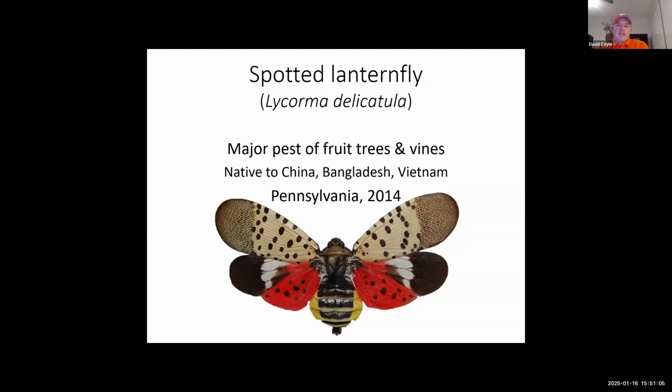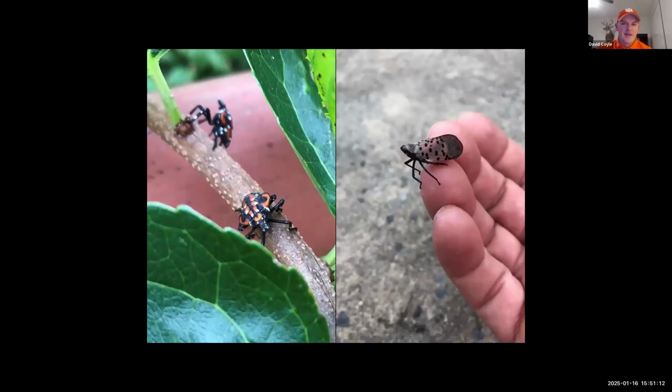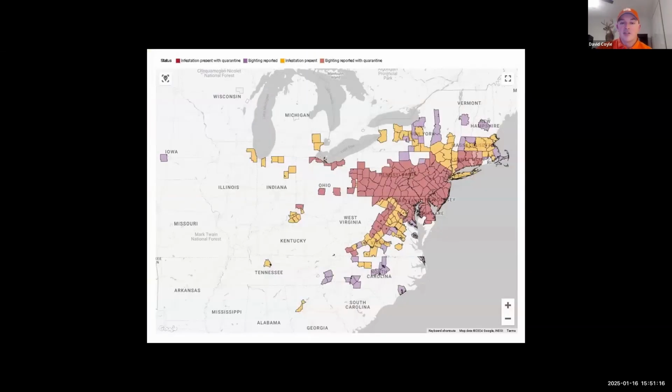New to Georgia, and not new to the region, but new to Georgia, spotted lanternfly. So this is a big pest of fruit trees and shrubs. Here you see some of the nymphs and the adult. They get up to be about a half-inch long or so. And then here's your current map.